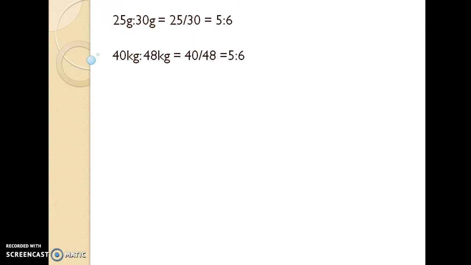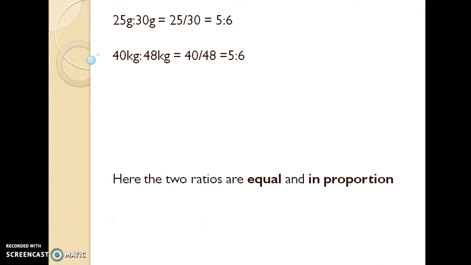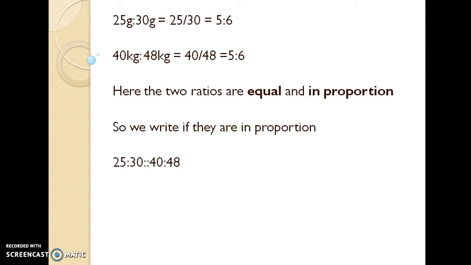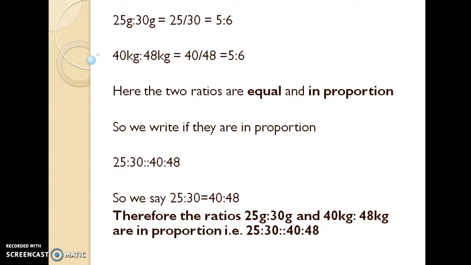And 40 kg is to 48 kg. That means 40 divided by 48. So, you will get 5 is to 6. So, here the two ratios are equal and in proportion. So, we write, if they are in proportion, 25 is to 30 as 40 is to 48. And we say that 25 is to 30 is equal to 40 is to 48. Therefore, the ratios 25 grams is to 30 grams and 40 kg is to 48 kg are in proportion, that is 25 is to 30 as 40 is to 48.